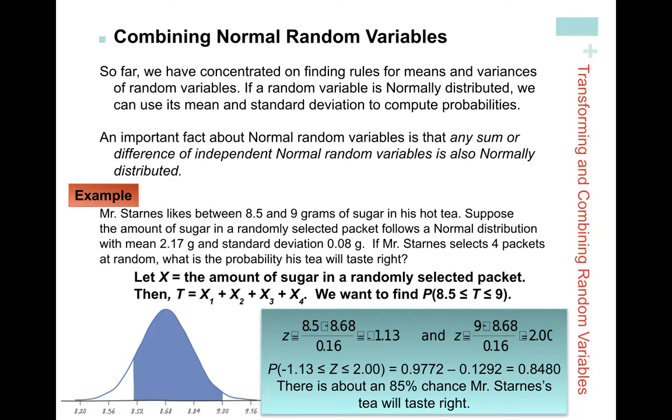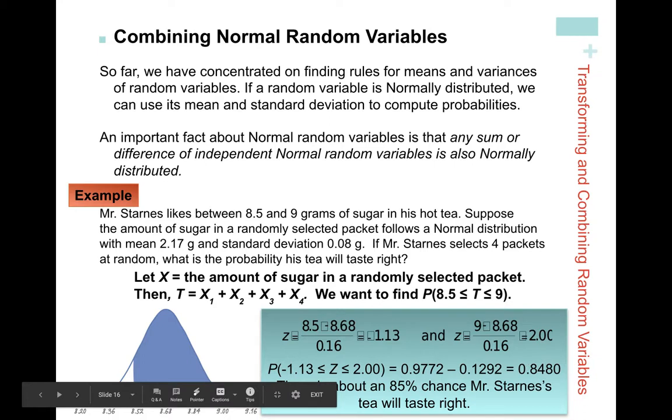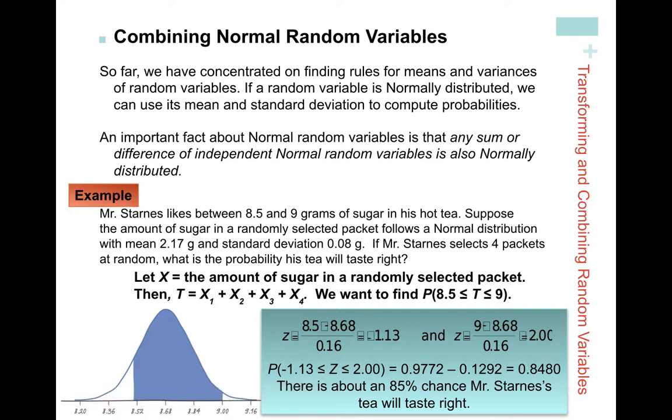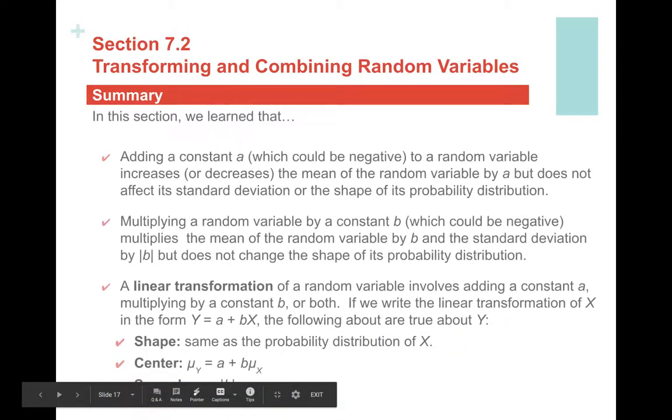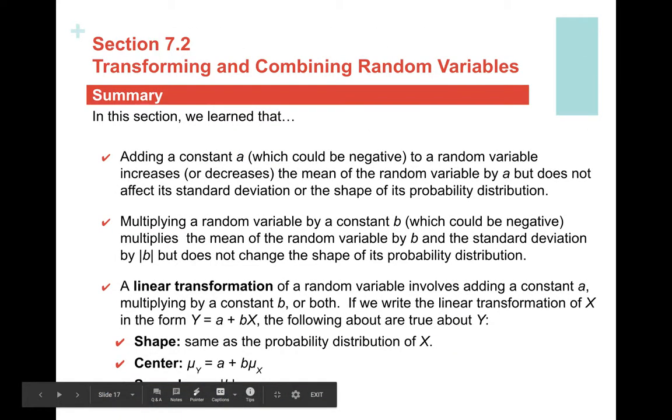So I don't really love that answer. What I would coach you to do is copy this question stem. Literally write down these words: If Mr. Starnes selects 4 packets at random, the probability his tea will taste right is approximately 0.8480. That's exactly how I would coach you to write your answer on the AP Stats exam.